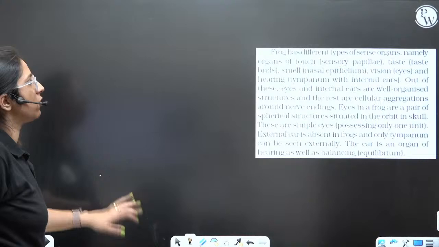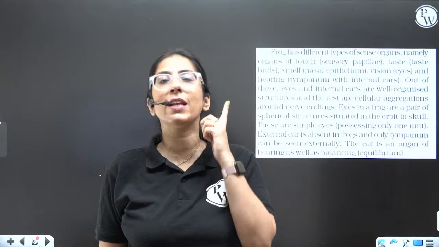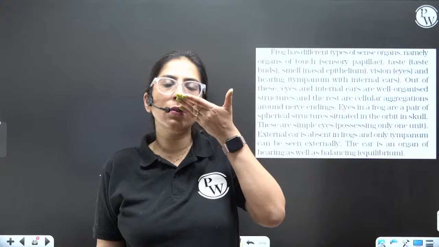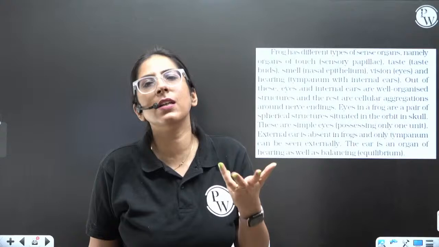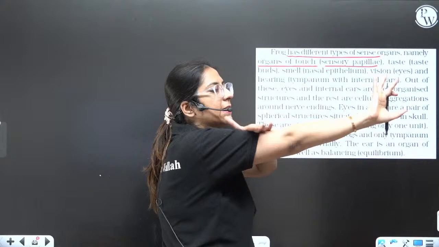Now, let's talk about the sensory system. The sensory system is not that developed in them, but they have well developed eyes, right? The ear is also well developed. Eyes and ears are well developed. But if I talk about the olfactory and gustatory, these are just nerve endings. Let's have a look. Frog has different types of sense organs. Touch: sensory papillae. They are just nerve endings.